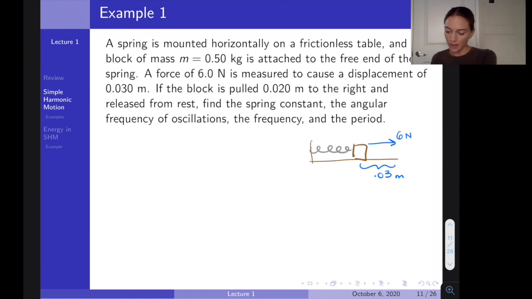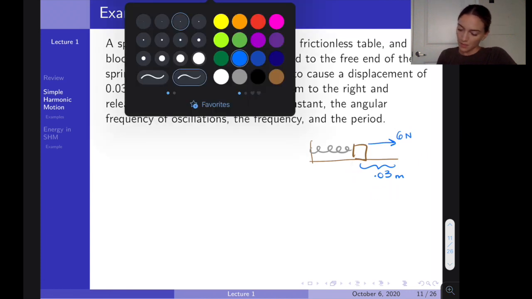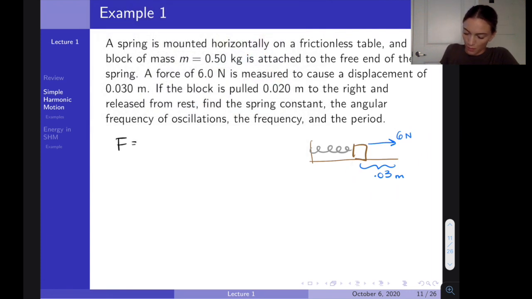And now if the block is pulled 0.02 meters to the right and released from rest, find the spring constant, the angular frequency, and the period. So the first thing we want to do is find the spring constant, right? Because we can't do anything with springs if we don't know the spring constant. So we can use the information they gave us here to find the spring constant, because we know that the force is equal to negative kx. So we can find k by dividing the force by the displacement, and that will give us k.